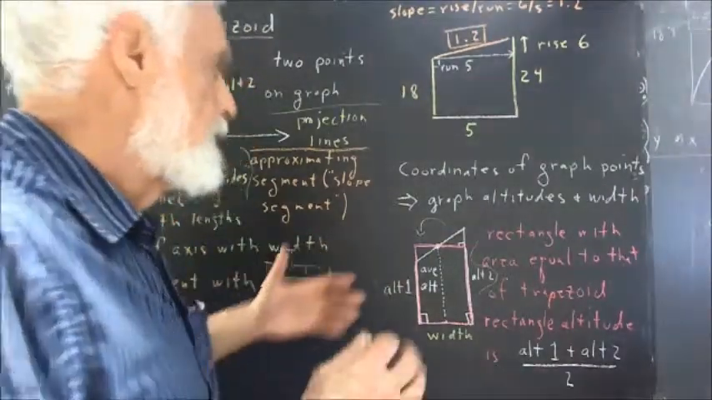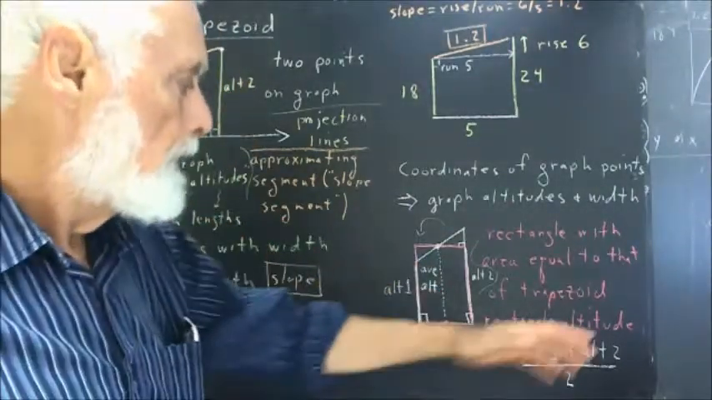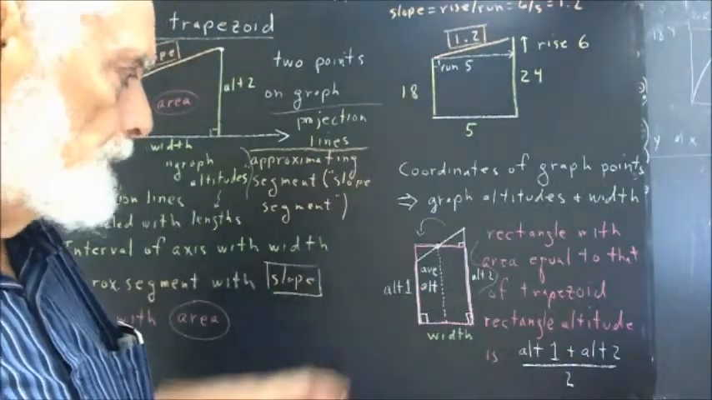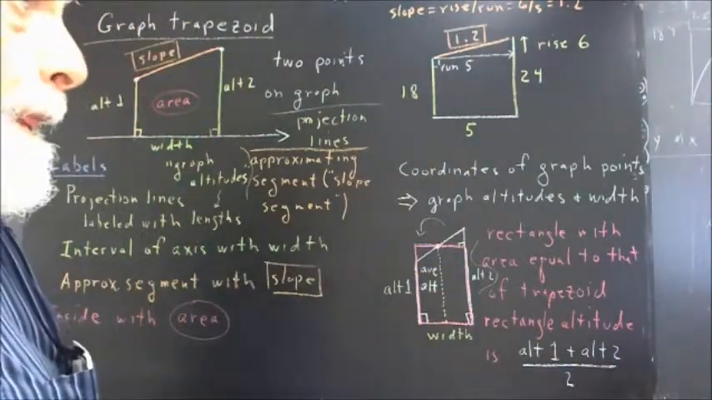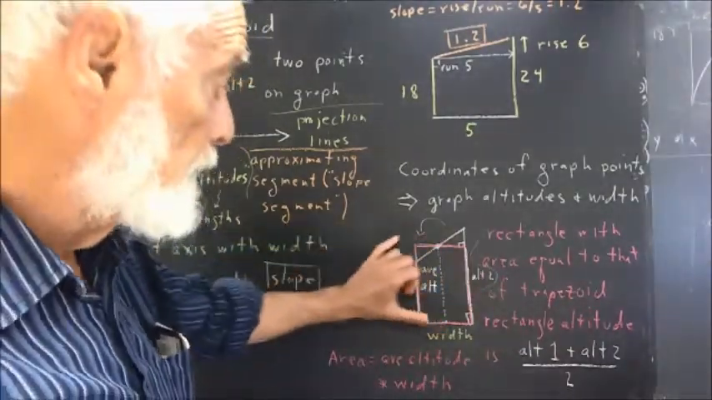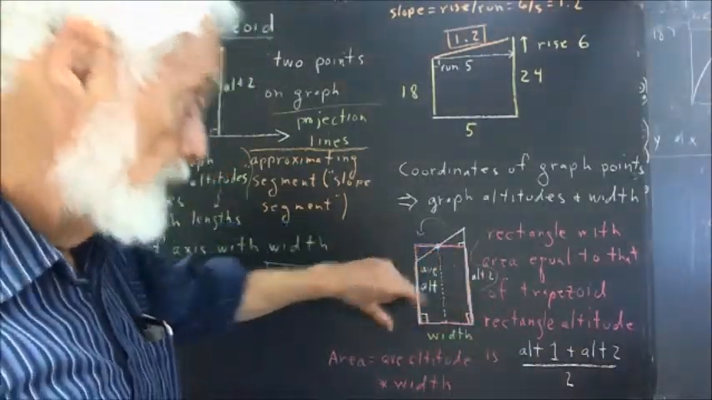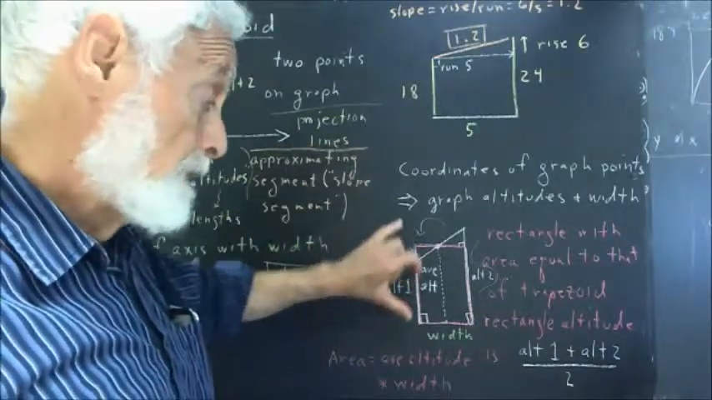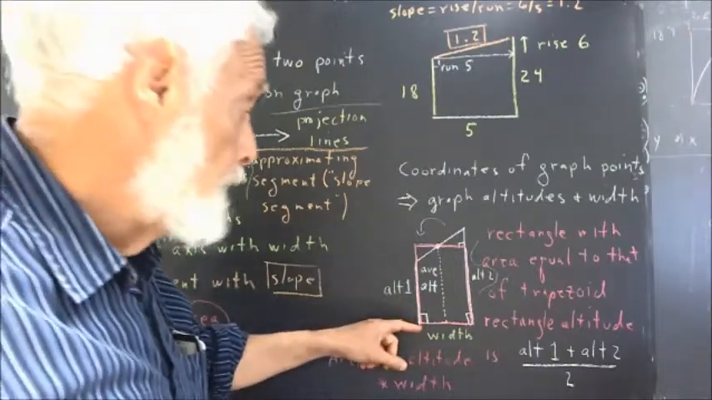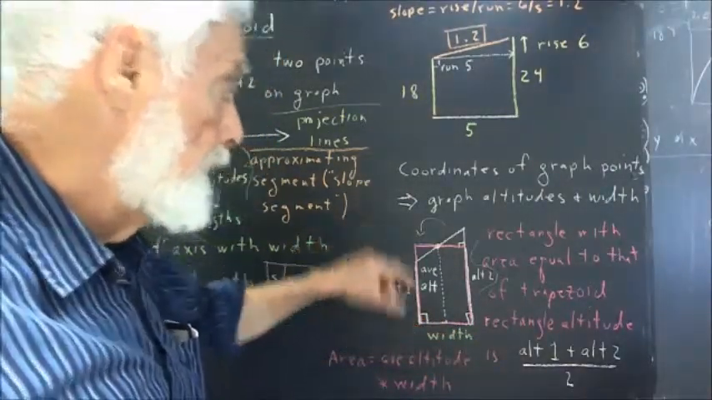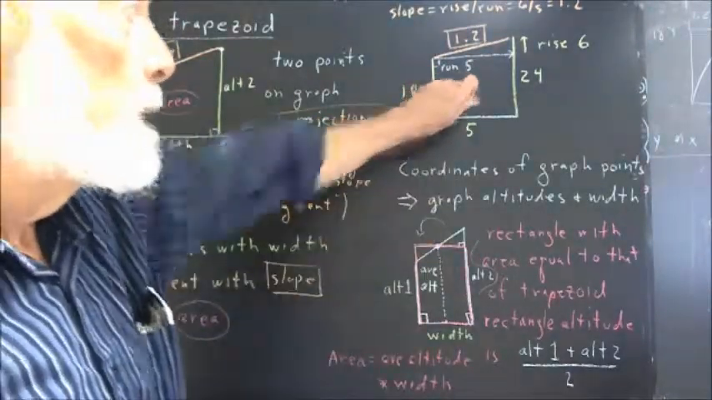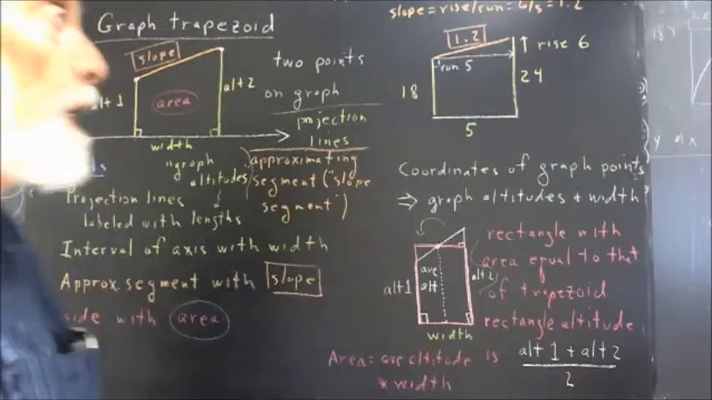what area follows from these observations? What is the area of this rectangle in terms of the width and the two altitudes? Well, the area of a rectangle is the product of its two dimensions, the width and the length, or the width and the altitude, whatever you want to call those two dimensions, the lengths of the two perpendicular lines that make up sides of the rectangle.